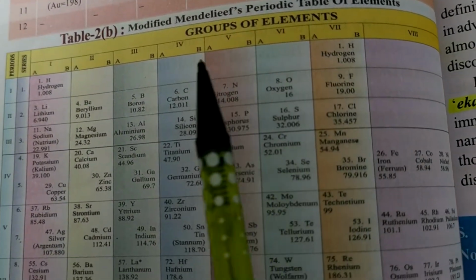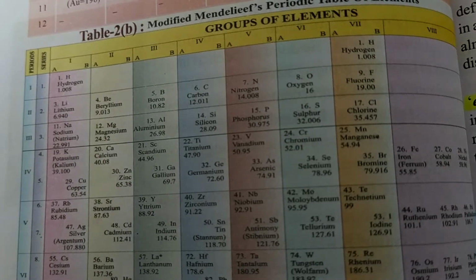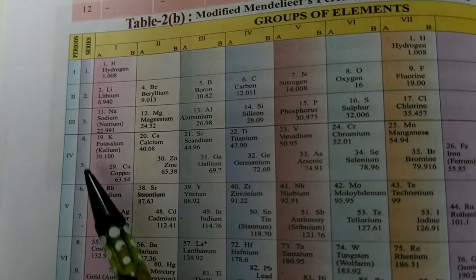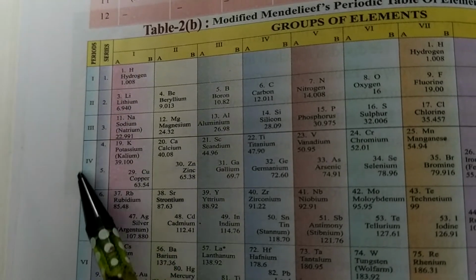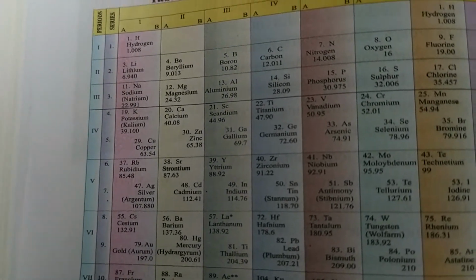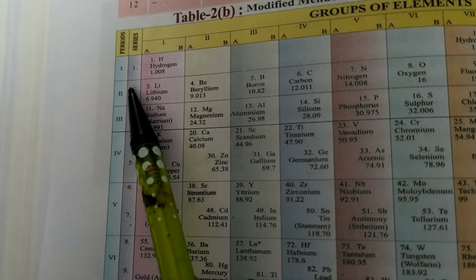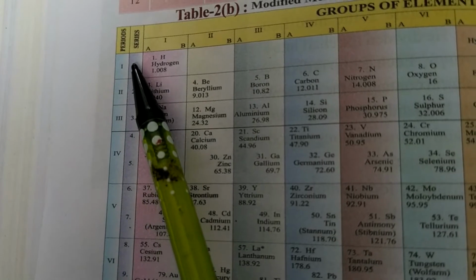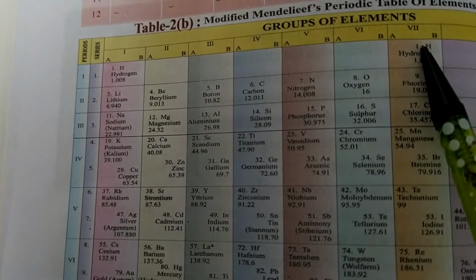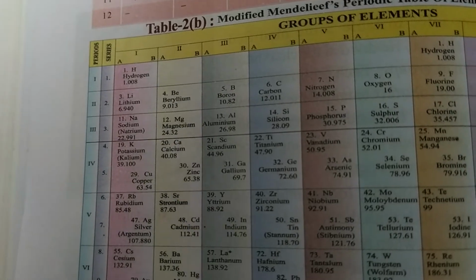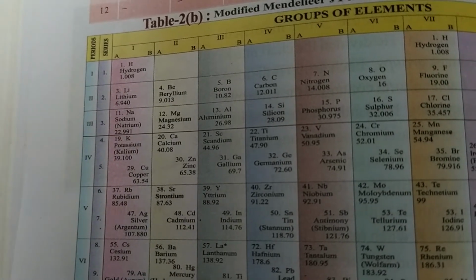Now see, these are the periods, numbered 1, 2, 3, 4, 5, 6, 7. He has given 7 periods and 8 groups. Now how will you check? You check the groups like this and periods in this manner. The periods are checked horizontally, whereas the groups are checked vertically, students.